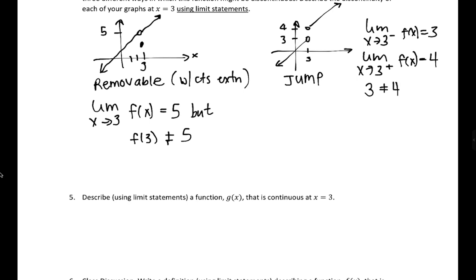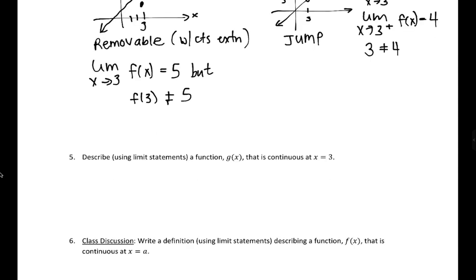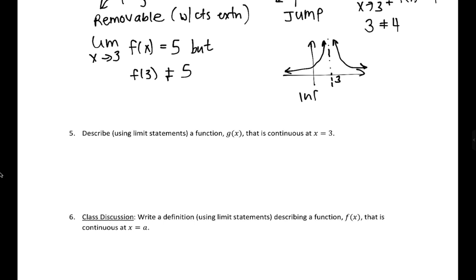So this function is discontinuous because when we come into 3 from the left and from the right, we get something different. Okay, and then like I alluded to earlier, the other type of discontinuity that we can have is what's known as an infinite type. So when I have a full-on break, such as a vertical asymptote, so let's say that this is what we have. This is just one example, but this is what's called an infinite type of discontinuity.